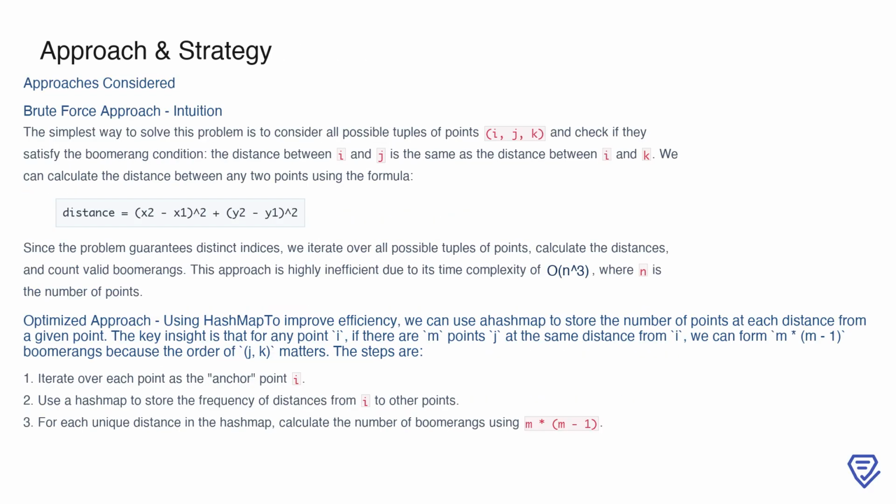To tackle this problem, we start with the brute force approach, which is the most straightforward way to solve it. Here, we examine all possible tuples of points, labeled as i, j, k, and check if the boomerang condition is satisfied. This condition requires that the distance between points i and j is equal to the distance between i and k. The distance can be calculated using the formula (x2 - x1)^2 + (y2 - y1)^2, which avoids square root operations and keeps calculations precise.